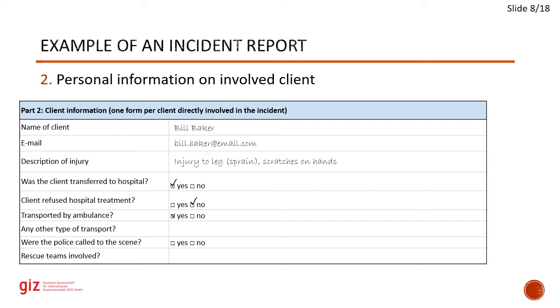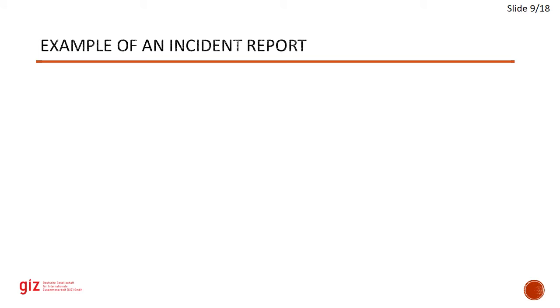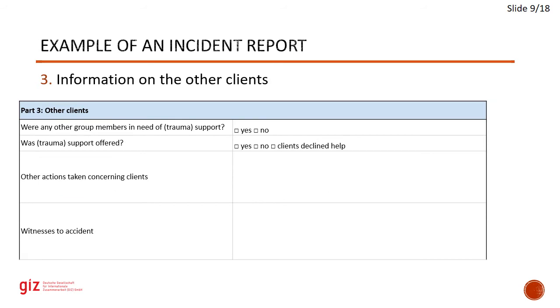Transported by ambulance? Yes. Any other type of transport? No. Were the police called to the scene? No, they were not. Rescue teams involved? Ambulance and the paramedics. The third part of this incident report form involves the other clients. So these are the clients that weren't directly affected by the incident. So let's fill out this part of the form. Were any other group members in need of trauma support? Let's say no. Everyone else was fine and not too upset.